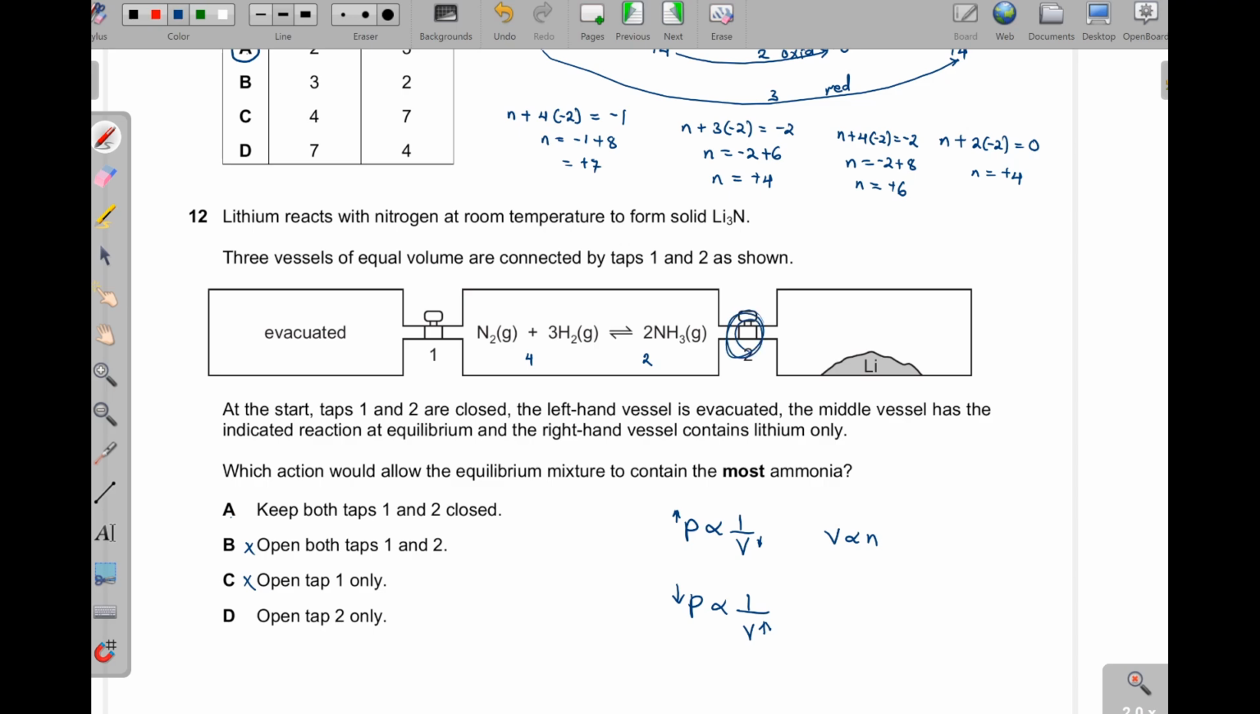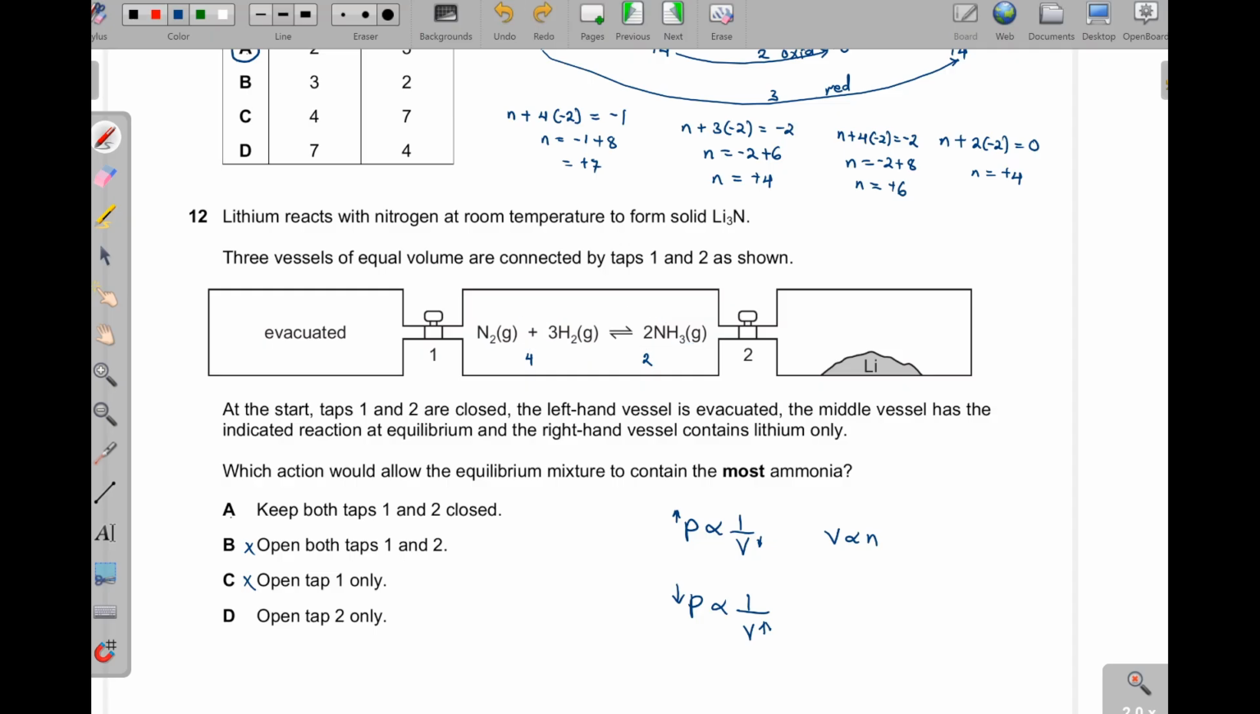If you open tap 2, okay, again they will occupy this volume here, and nitrogen is going to react with lithium. Not so? Look at this one here. Lithium reacts with nitrogen at room temperature to form solid lithium nitride. So if nitrogen reacts with this lithium, that means this equilibrium is going to be disturbed, right? So the position of equilibrium would shift to the left to replace the reacted nitrogen. Do you see that? So that means the yield, the ammonia, is going to be reduced.